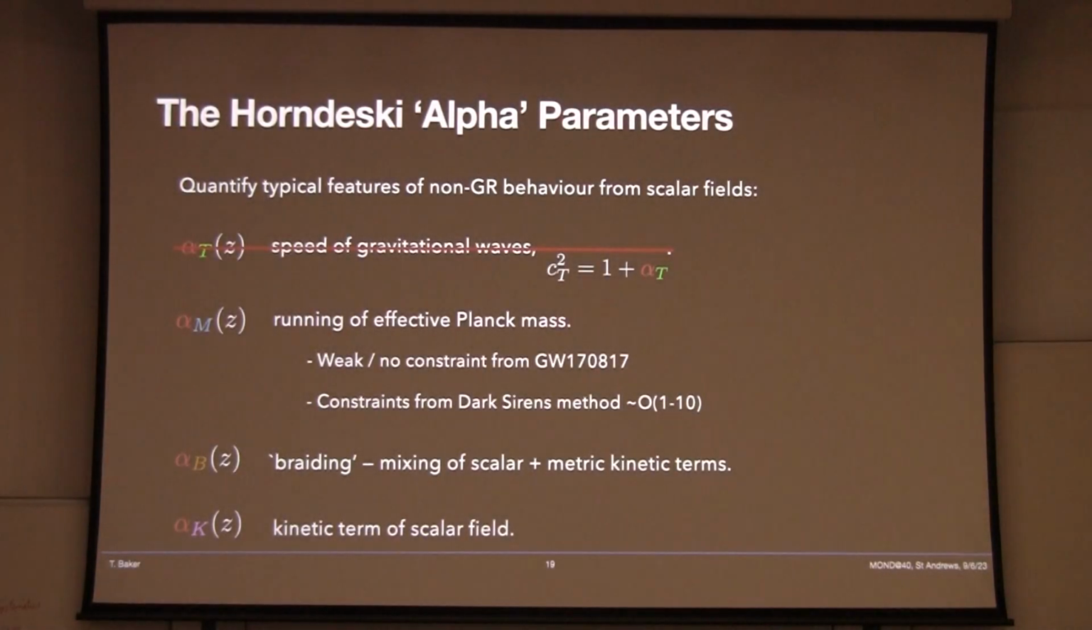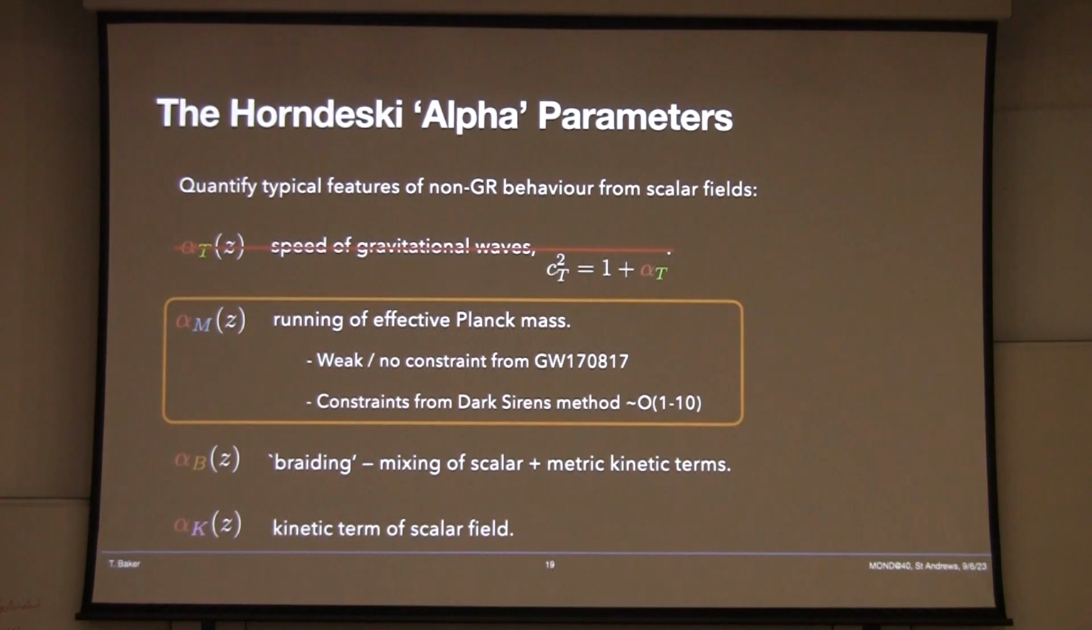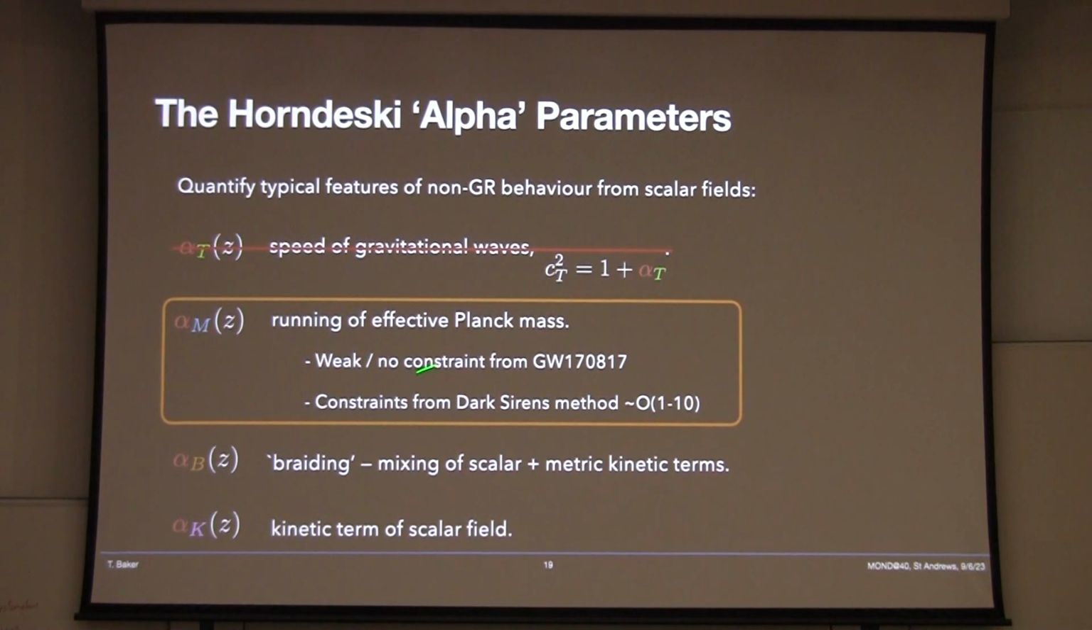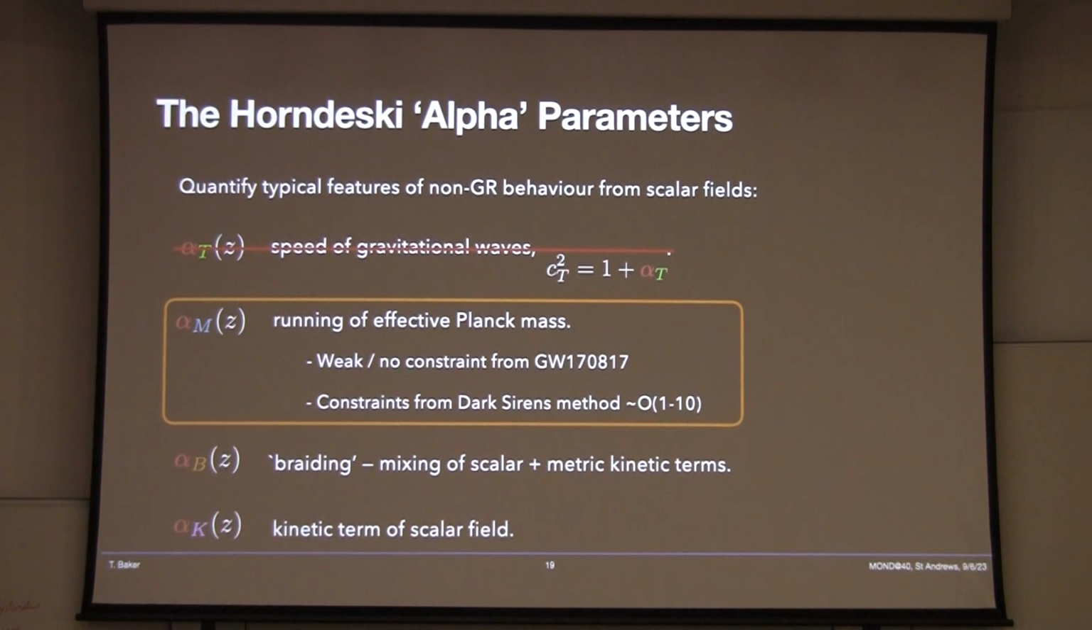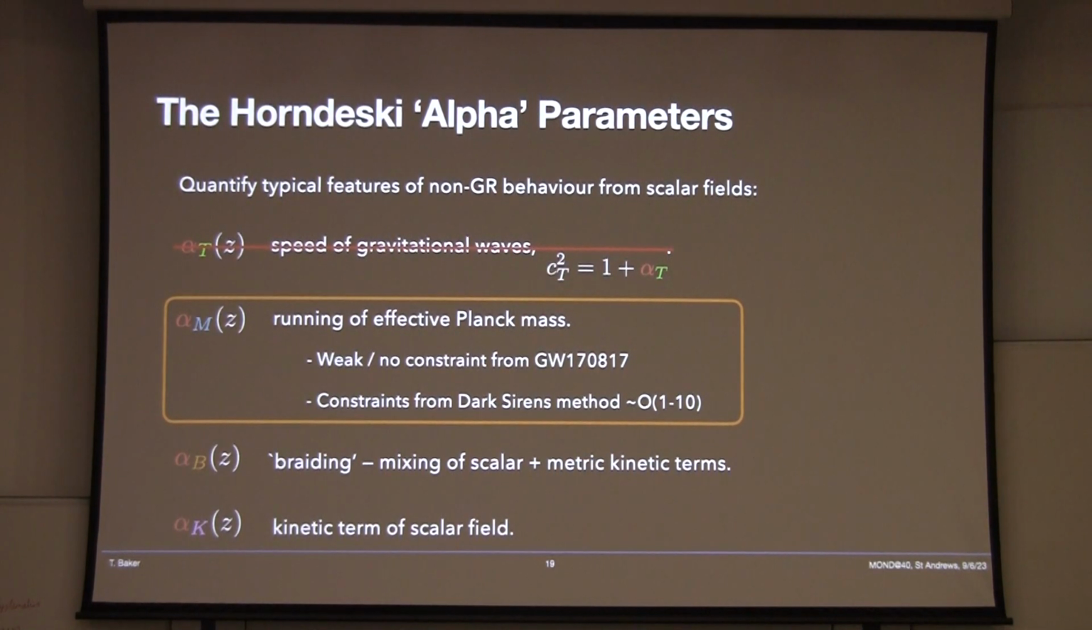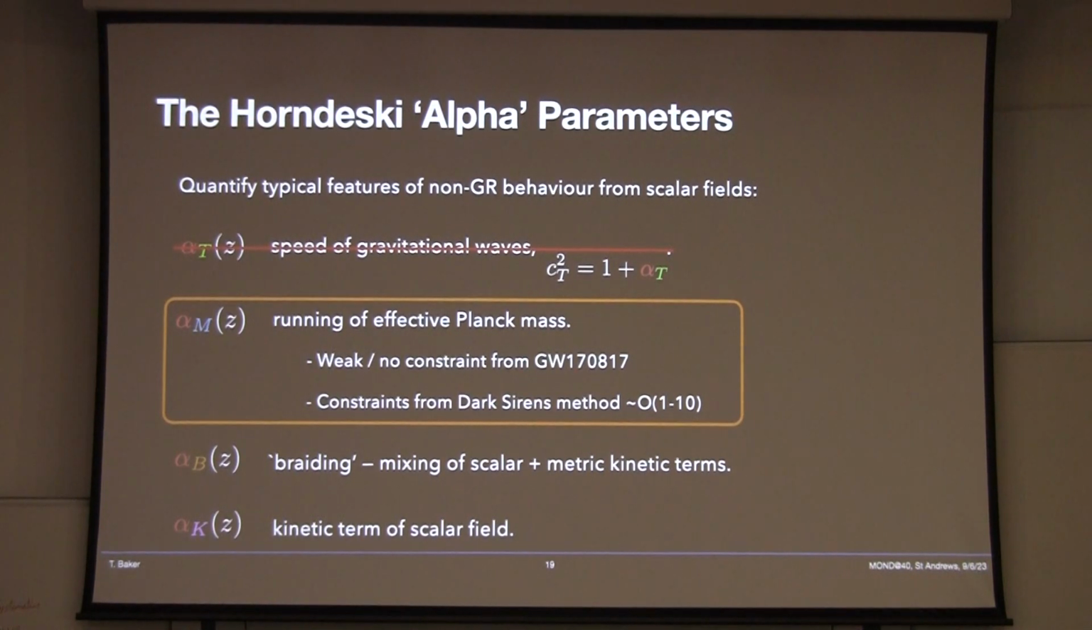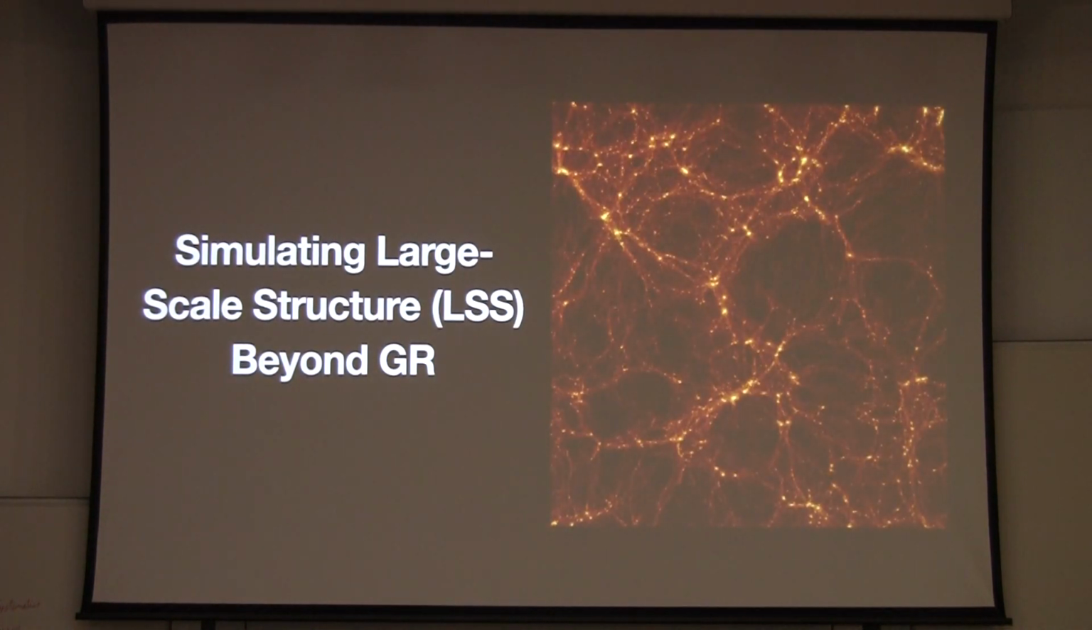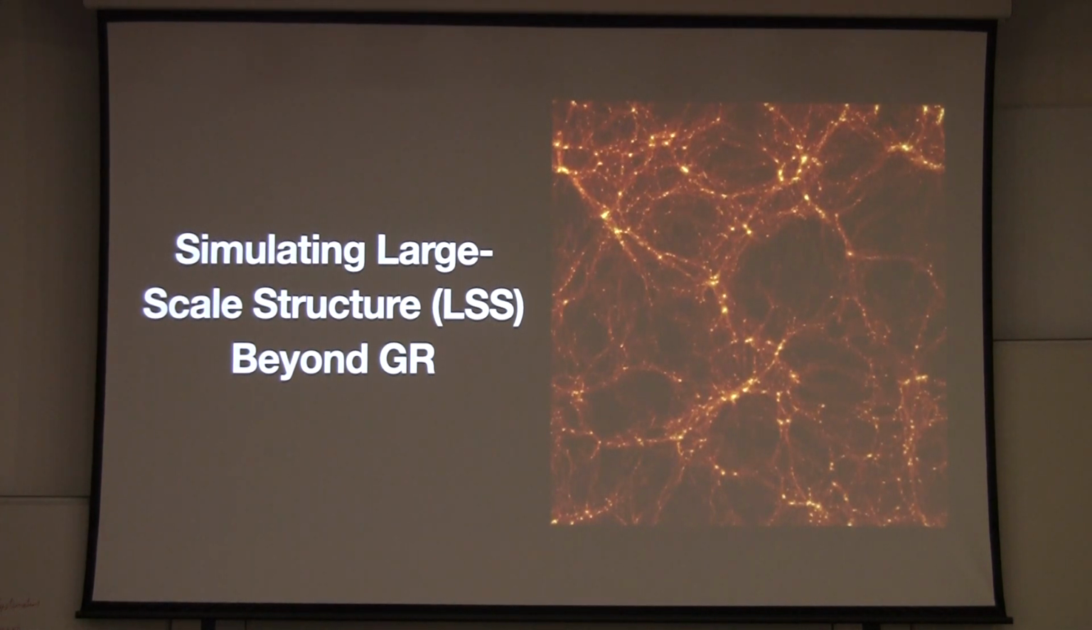Okay, so we've done two alpha parameters, definitely two thirds of the time. We constrained alpha T very strongly. Alpha M, I've sort of explained why there are weak constraints, but also that dark sirens offer a route to doing this in future. In my remaining time, I will try and tell you about the other two parameters here, alpha B and alpha K. And for these, we leave behind gravitational waves and we go to large-scale structure. Those two remaining parameters do not impact gravitational waves. But what they do impact is the large-scale structure of the universe.